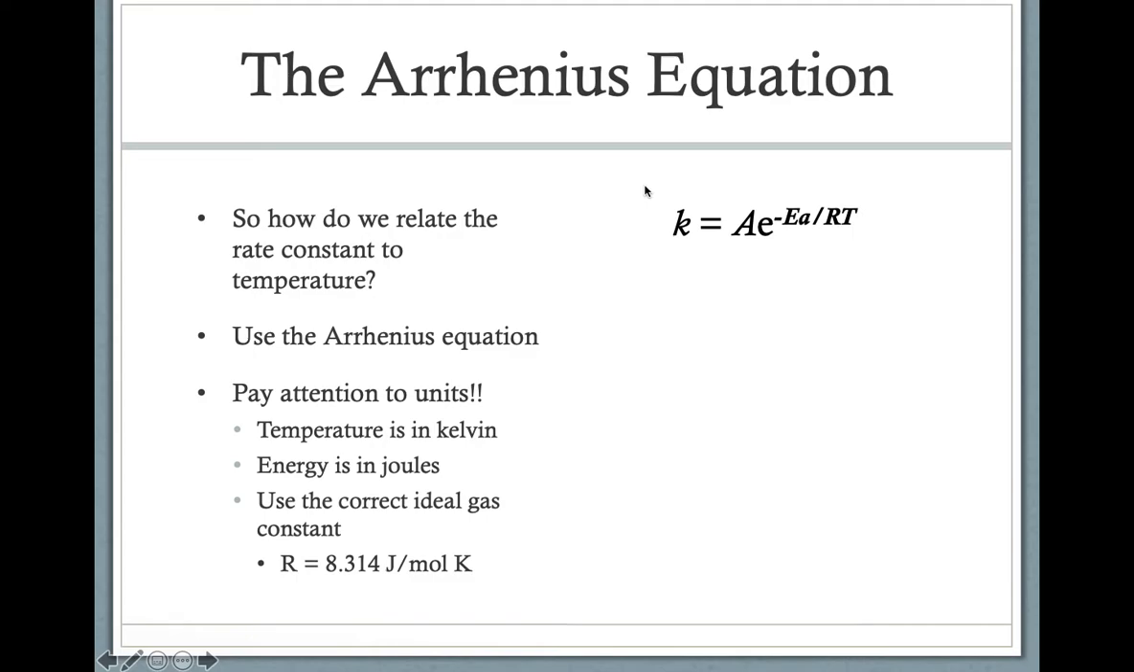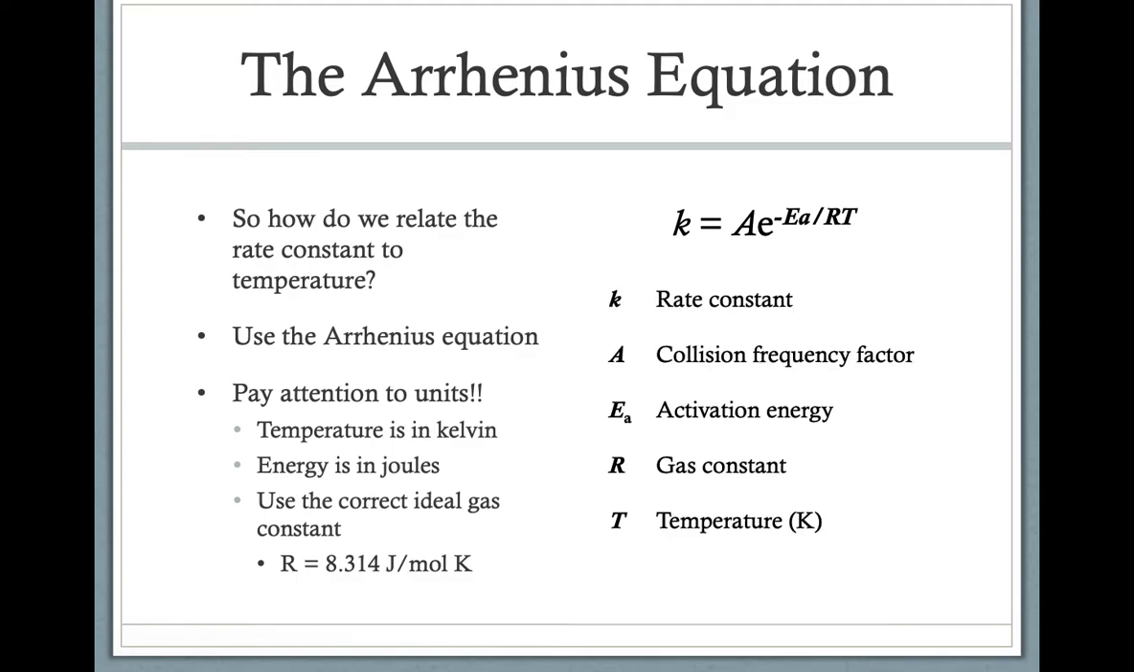Our rate constant k is equal to a capital A, which I'll get into in a second, times e to the negative activation energy over R times T, where R is that ideal gas constant and T is that temperature. So most of these things, like the rate constant, temperature, and the ideal gas constant, are pretty familiar. The activation energy is new, but it is what we just talked about. And then A is this weird part. It's called the collision frequency factor.